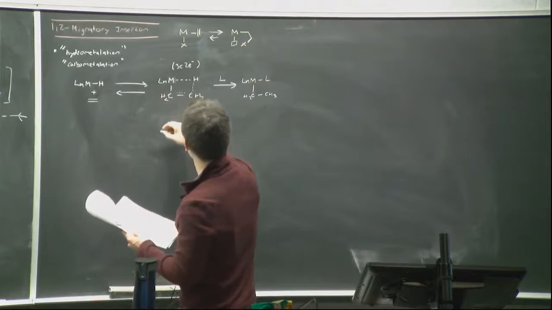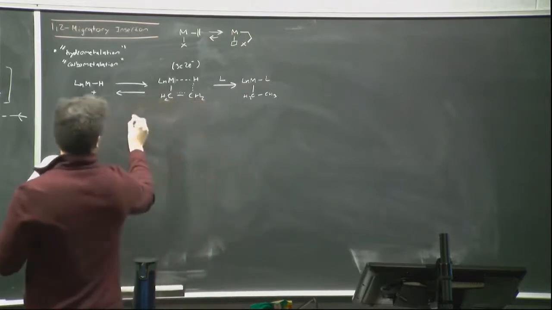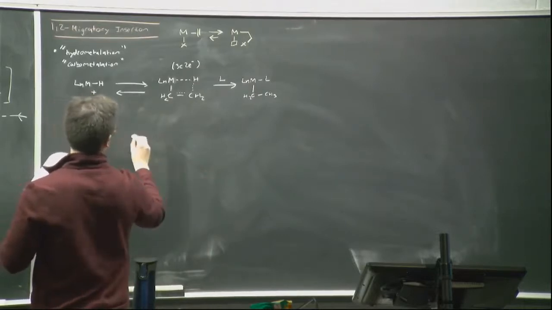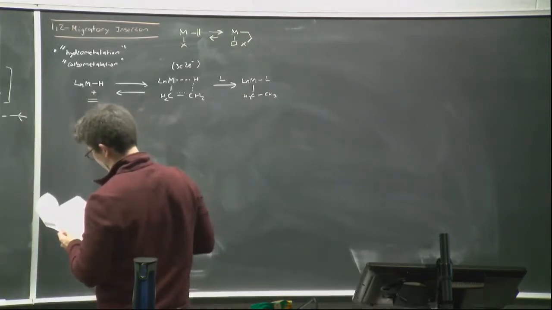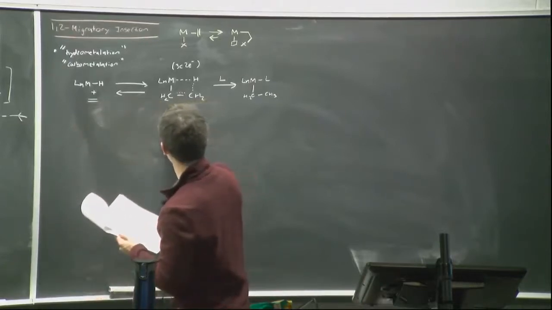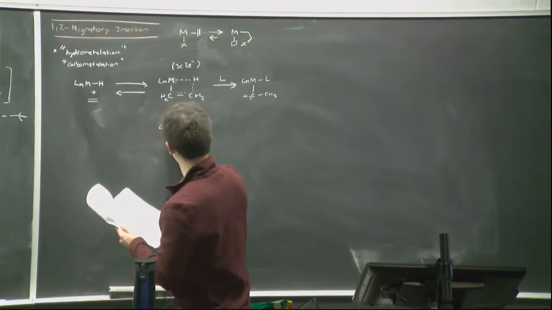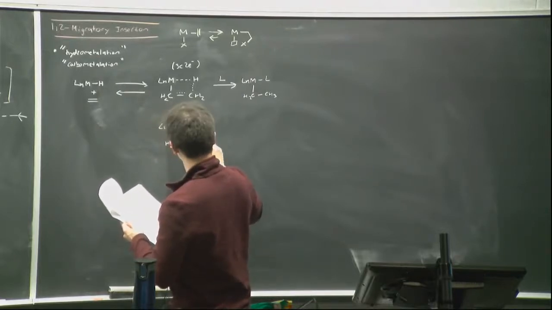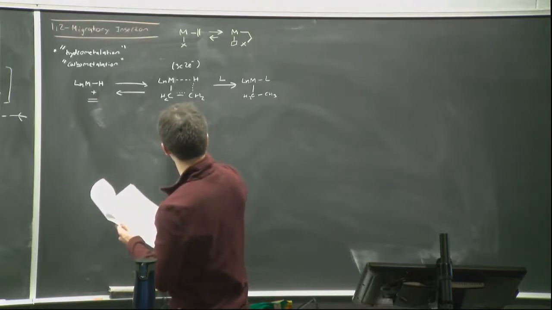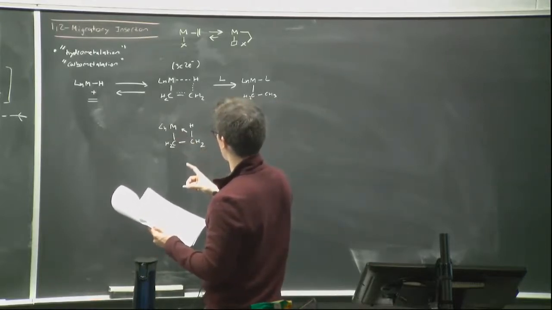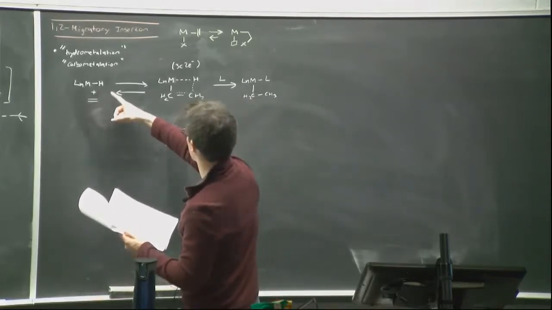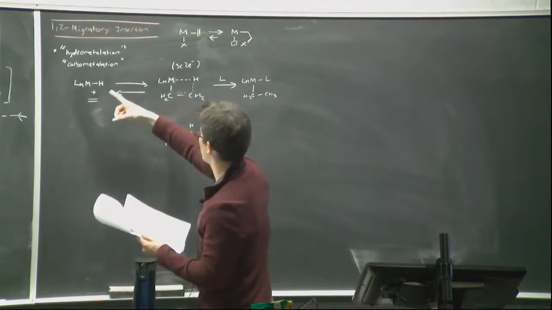So I've shown this as being a transition state. But if you think about this, let me come back to this. So this transition state is resemblant of something that will be really important when we talk about the reverse of this reaction, beta hydride elimination. So in the forward direction, I think this makes sense, how geometrically this is going to take place.